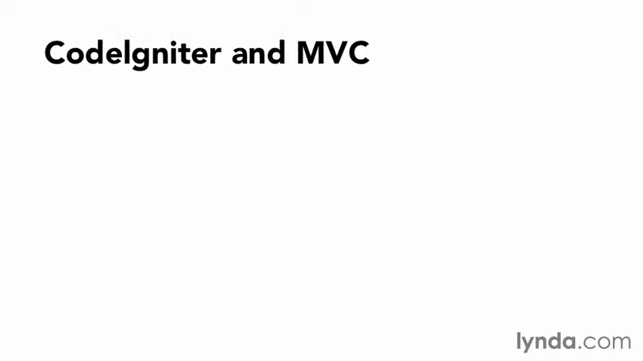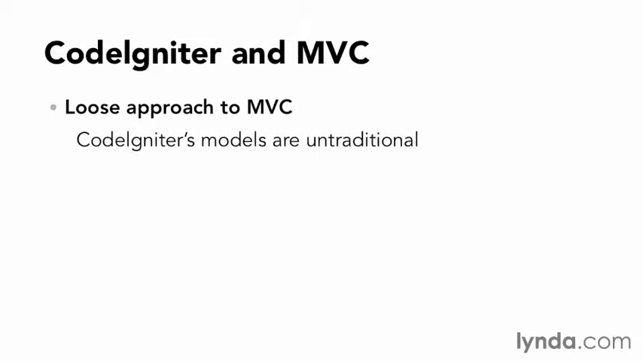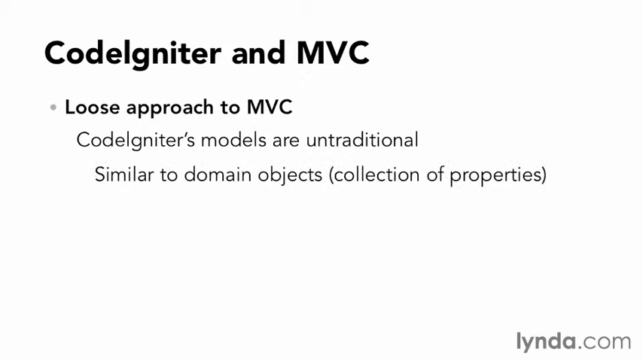Earlier, I mentioned that CodeIgniter uses a loose approach to MVC. To be clear, CodeIgniter's use of models is unique and does not precisely fit the traditional definition of a model within MVC design patterns. They're more like a domain object, which is a collection of properties. Models in CodeIgniter are optional.